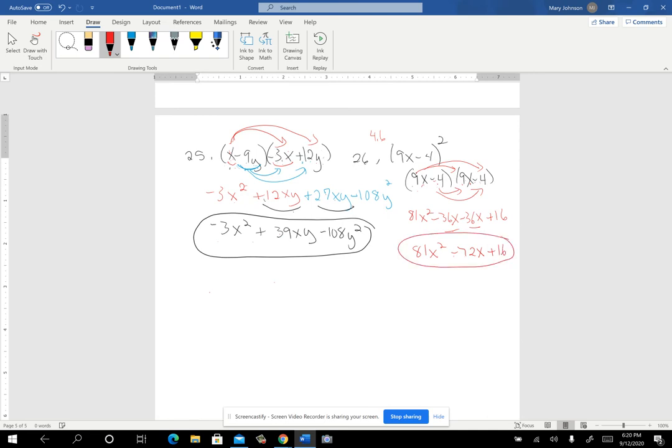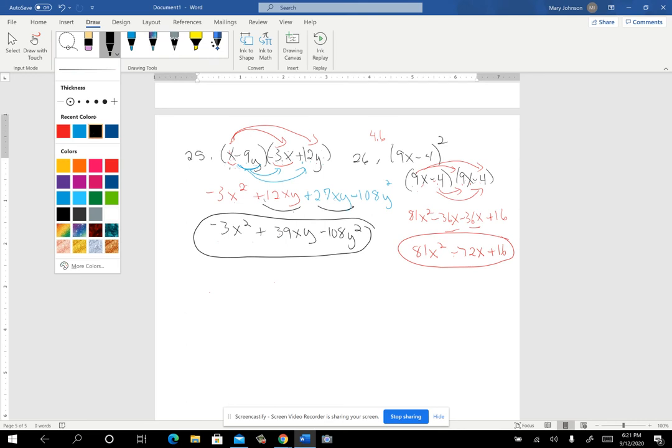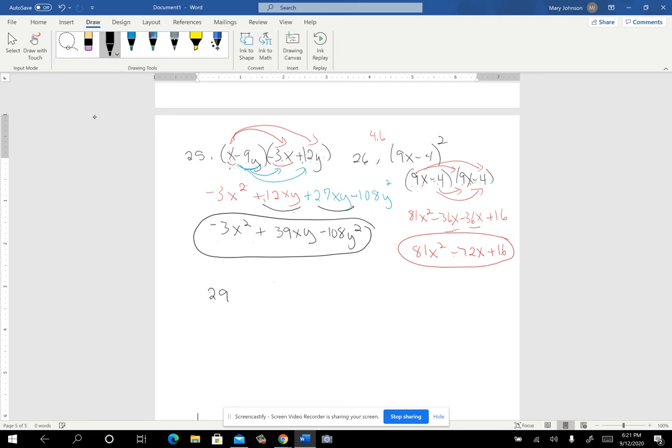Okay? All right, I'll let you do 27 and just compare your answer. That's also from section 4-6. On 28, you're just going to get 6 terms, and then some of them are going to be like terms. 29 is kind of like 26. So on 29, the x minus 4 was to the 4th power. So you had 4 of these.